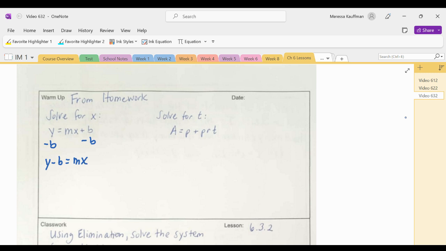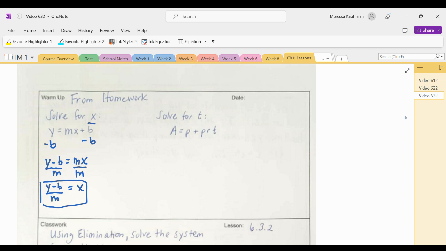And I hope you're seeing the last step. Notice that my m is multiplied by my x, so what am I going to do? I'm going to divide both sides by m. And my equation is now x is equal to y minus b divided by m. So there's my answer. I'm going to box it up so that you know this is where we stop, because we're solving for x.